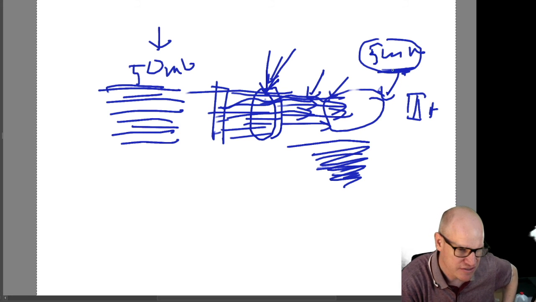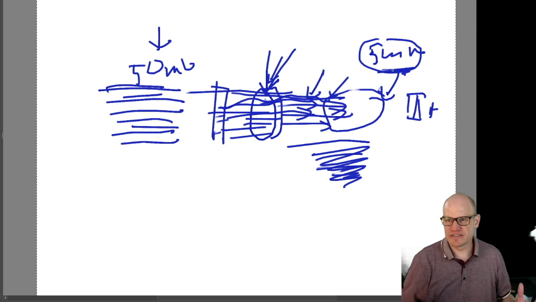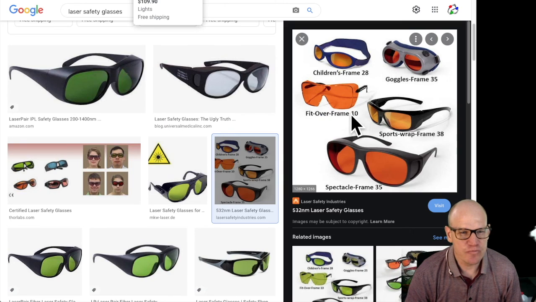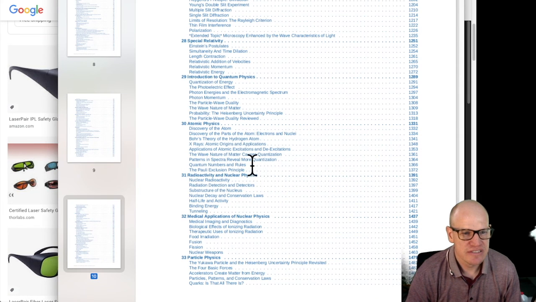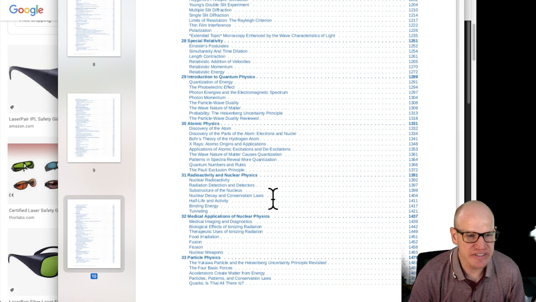Okay, let's see. All right, so there we go. Somehow we got onto lasers, but that's lasers. We talked about interference, talked about diffraction. Did we miss anything? I don't think we missed anything here.